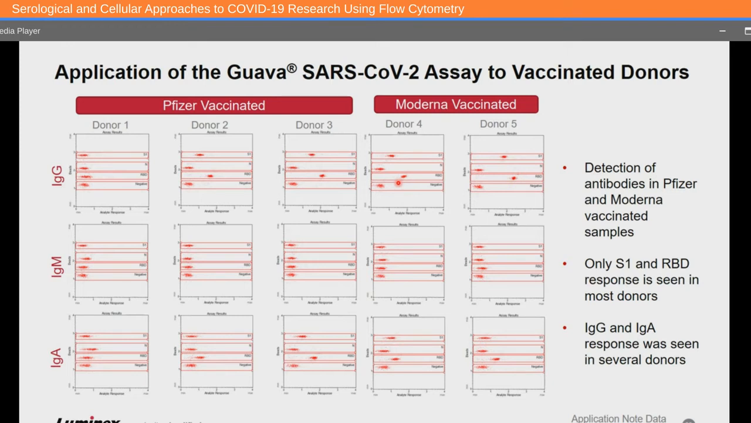Even visually, one can note that there's varying levels of antibodies one can observe between the different donors. The donors do not show any presence of IgM antibodies, but several donors showed the additional presence of IgA antibodies against the RBD and S1 antigens.